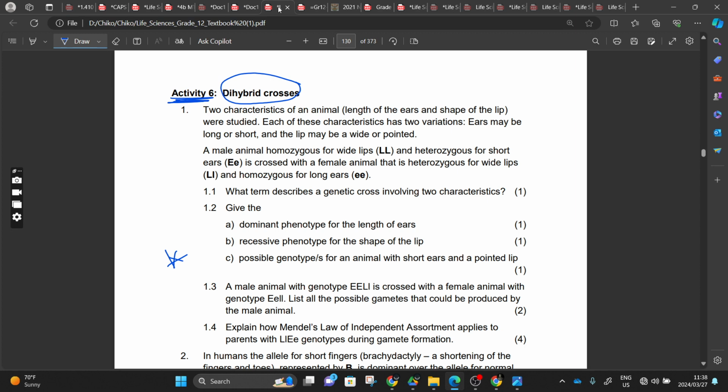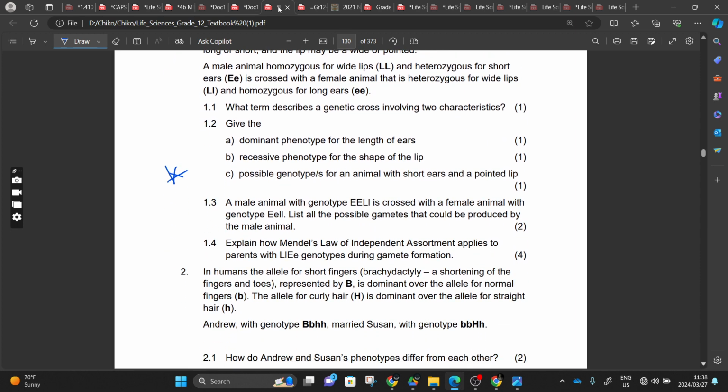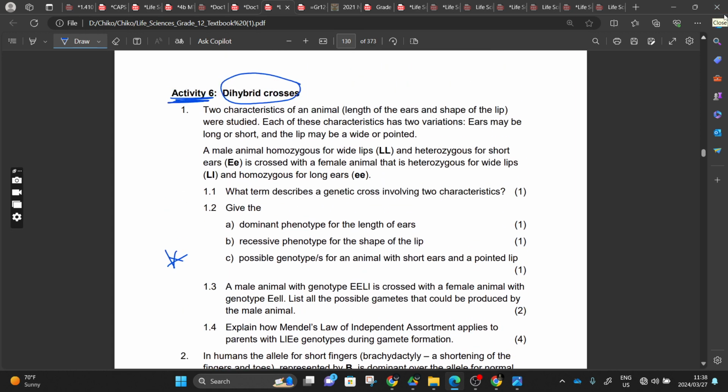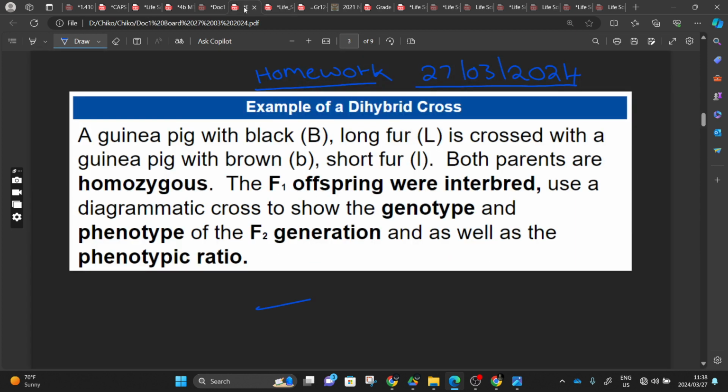Because here in activity six is just the knowledge of dihybrid crosses, right? Then when I will be equipped with the knowledge of dihybrid cross, we can come and start here, and then from there I will come and do this cross. Then from there we are done, guys. We can do another example, and then Friday we do questions that are related to dihybrid crosses. Then that's it from me.